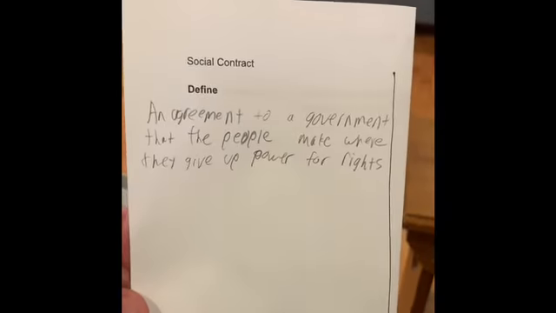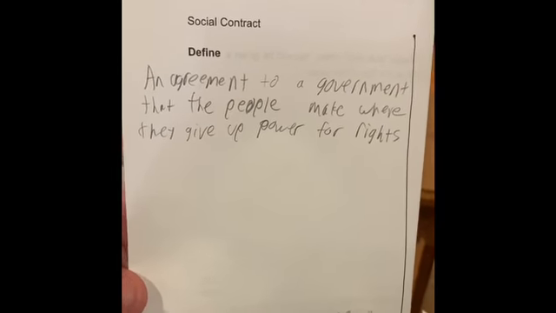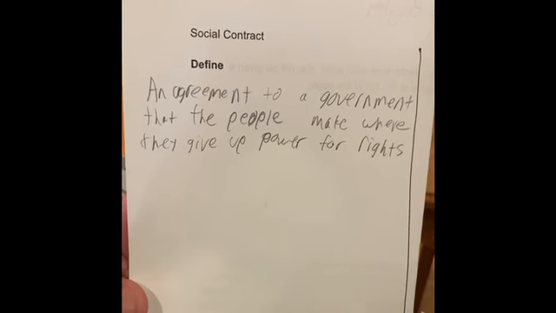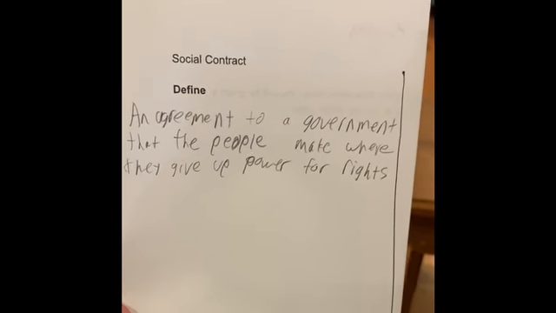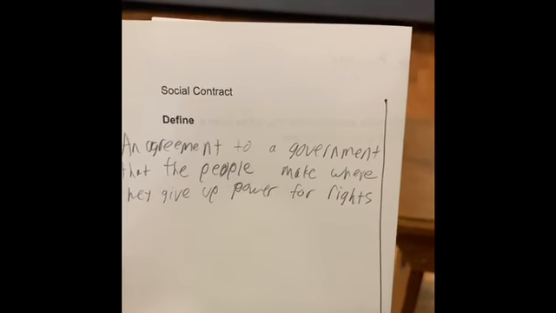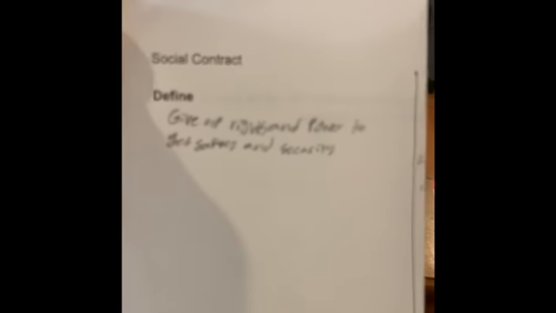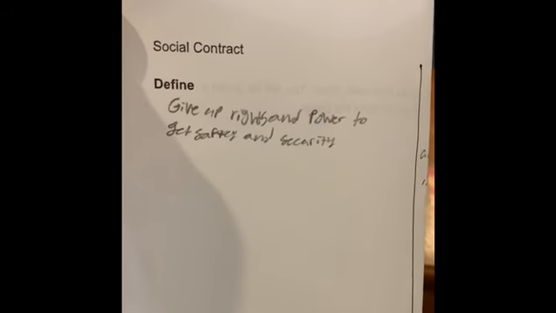Okay, I'm running out of time here, so this may become no pantomimes, but a social contract, the definition here we've got is an agreement to a government that the people make where they give up power for rights. That's true. In a social contract, the people give up their power for the government to protect their rights. And the second definition we had here that I thought was pretty good is they also expect safety and security back from that government. So a social contract's an agreement where the people get something and the government gets something.